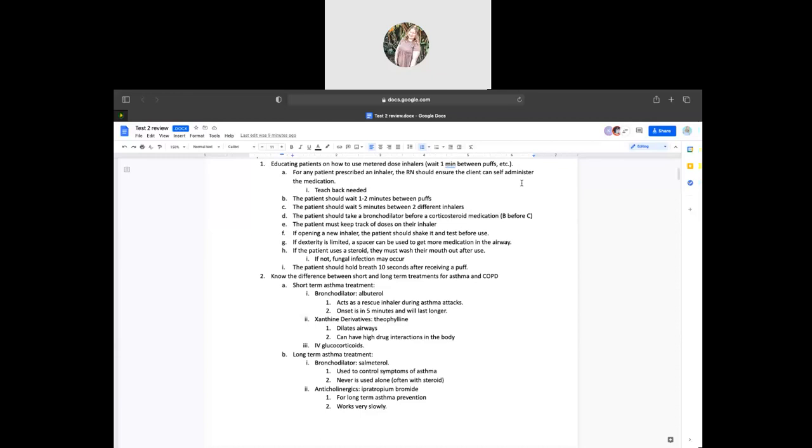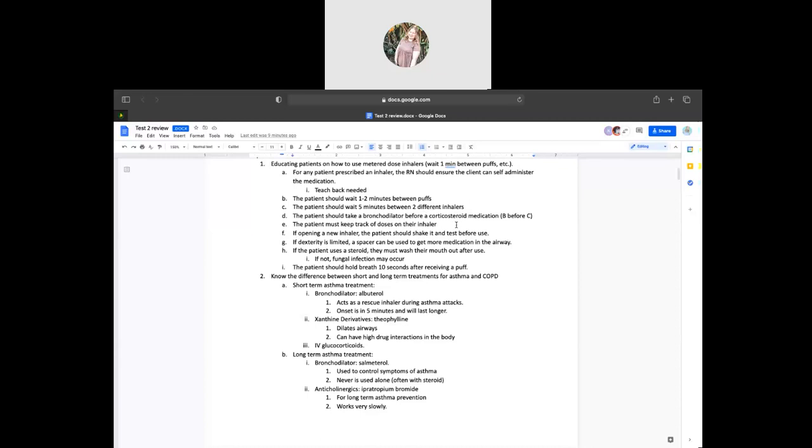Remember, the patient should always wait 1 to 2 minutes between puffs. They need to wait 5 minutes between two different inhalers. They should always take a bronchodilator before corticosteroid. Remember, B before C, because bronchodilators are going to dilate the muscles in the lungs, while the corticosteroids can help with that inflammatory reaction.